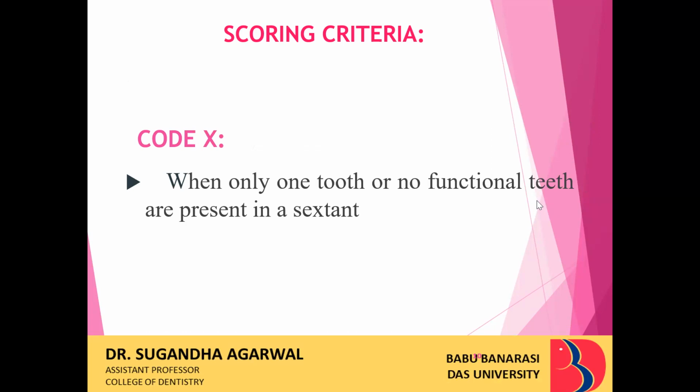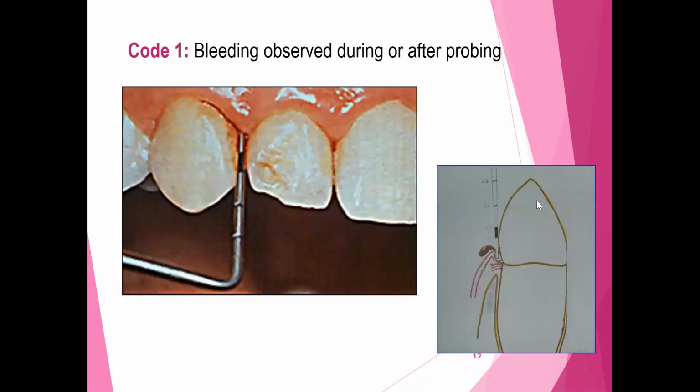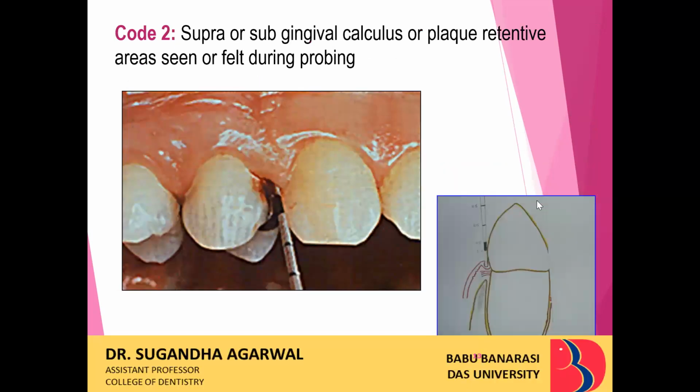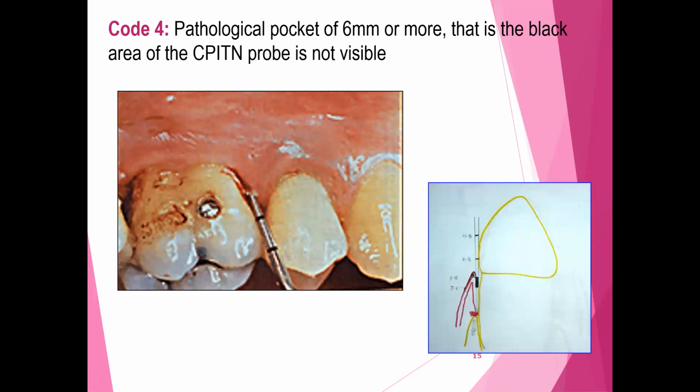Scoring criteria. Code X, when only one tooth or no functional teeth are present in a sextant. Code 0 is healthy tissue. Code 1 is bleeding observed during or after probing. Code 2 is supra or subgingival calculus or plaque retentive area seen or felt during the probing. Code 3 is a pathological pocket of 4 to 5 mm, that is the black area of the CPITN probe is at the gingival margin. This is the black area, the black band of the CPITN probe. Code 4 is a pathological pocket of 6 mm or more, that is the black area of the CPITN probe is not visible.